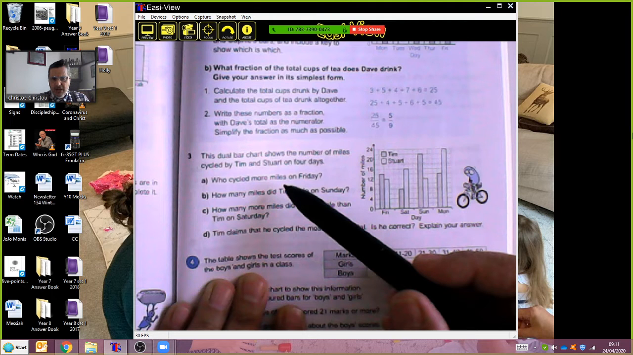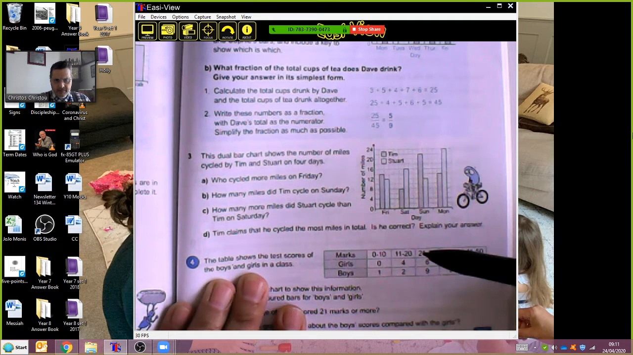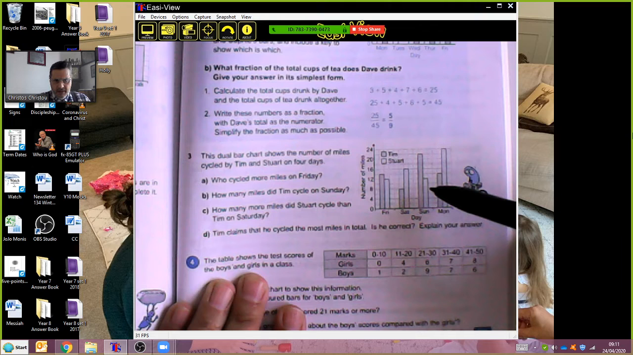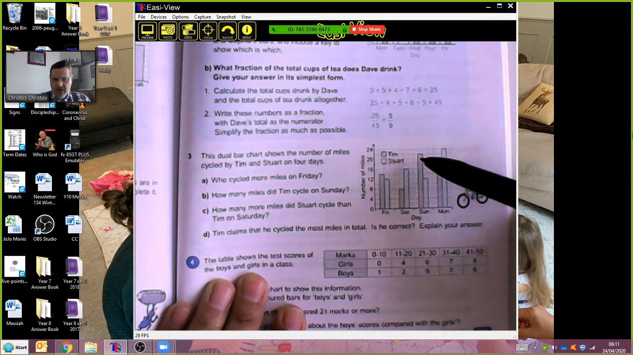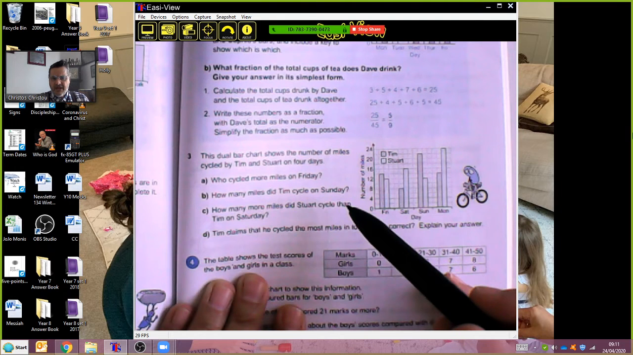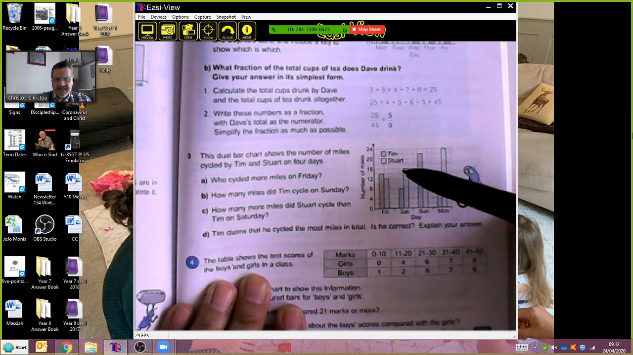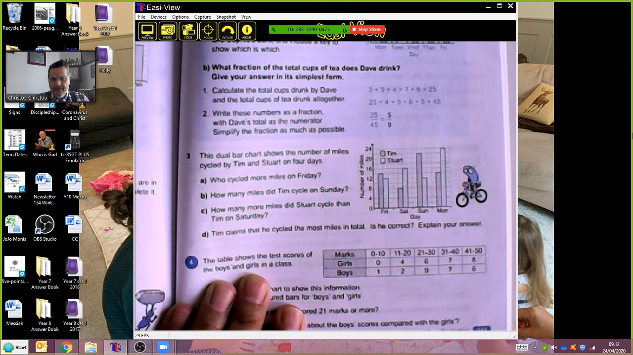How many miles did Tim cycle on Sunday? It's 22. Can you see it? It's not this one. Tim is this darker bar. Be very careful. How many more miles did Stuart cycle than Tim on Saturday? Any ideas? It's 8 versus 16, hence a difference of 8. Is that all right? Now, this one here is going to be a bit longer.